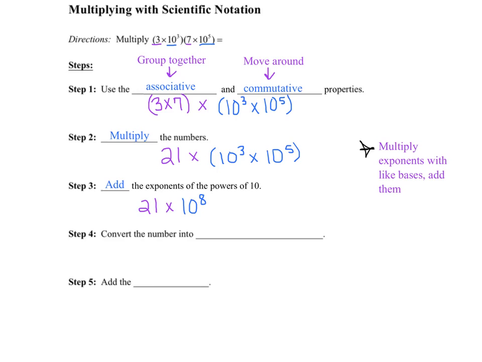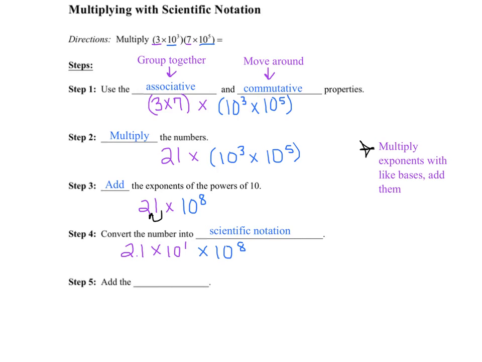Step 4, we're going to convert the number into scientific notation. Remember, scientific notation is a number greater than 1 and less than 10. So we want to convert the number 21 into scientific notation. It would give us 2.1 times 10 to the first power, because you are moving the decimal 1 spot to the left. And now we're going to times that by 10 to the 8th power.